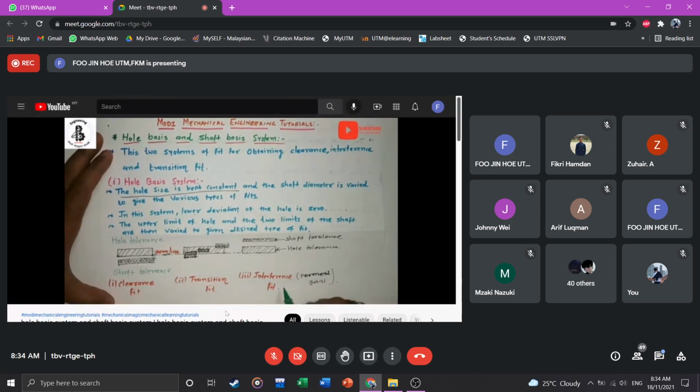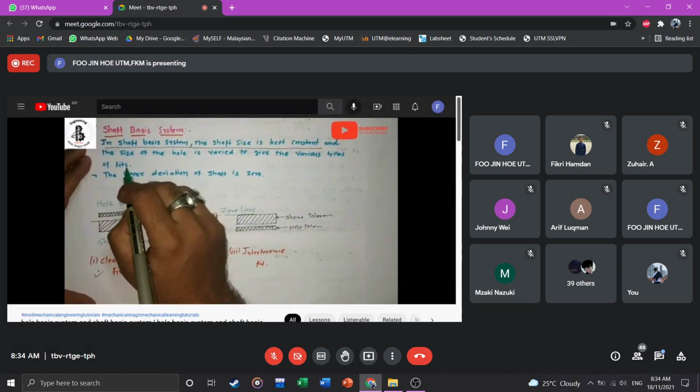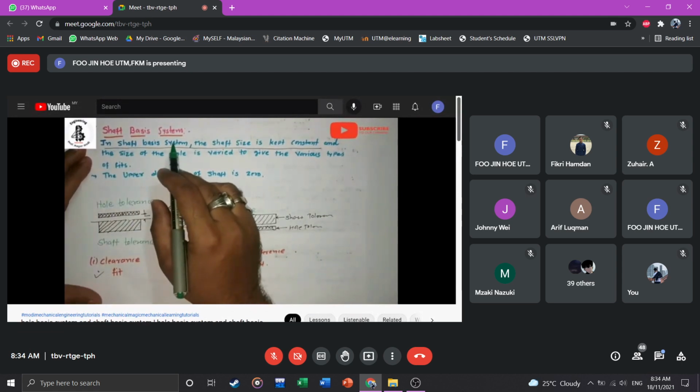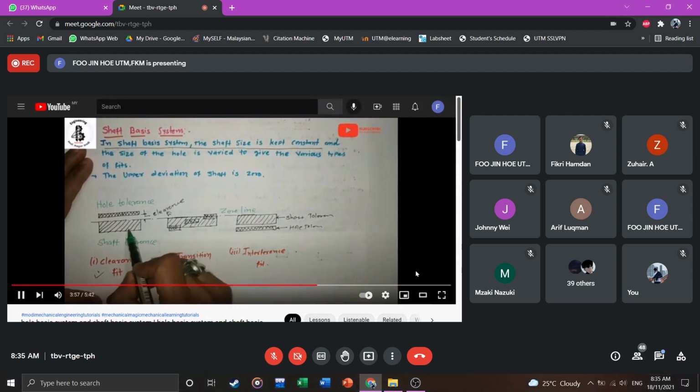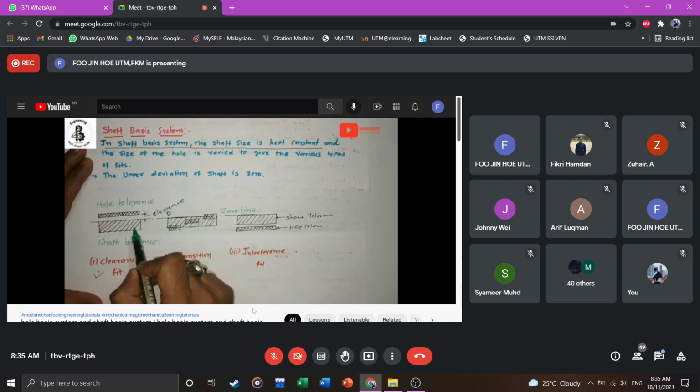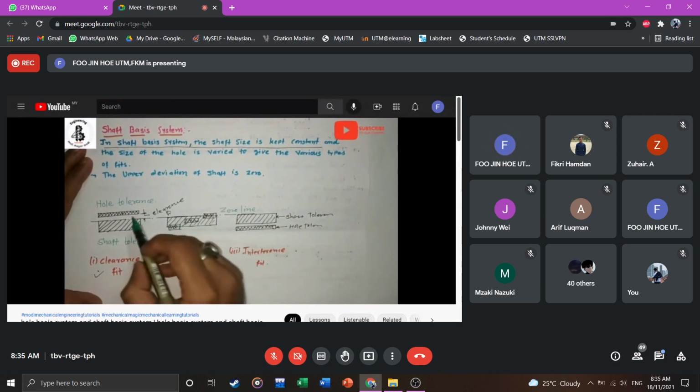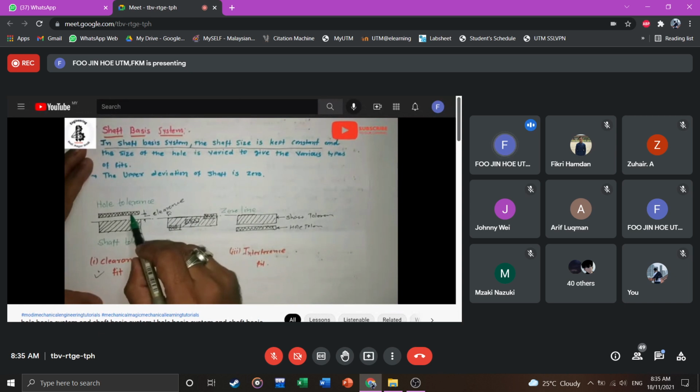That covers transition and interference kinds of fits for the hole basis system. Now I would like to explain the shaft basis system. In the case of the shaft basis system, the shaft size is kept constant. Just refer to the figure. This is the size of the shaft, or you can say the shaft tolerance, and that will be kept constant for all three cases of clearance, transition and interference. Now you can just change the dimensions of the hole tolerance. Refer to figure number 1. That will be the shaft tolerance.